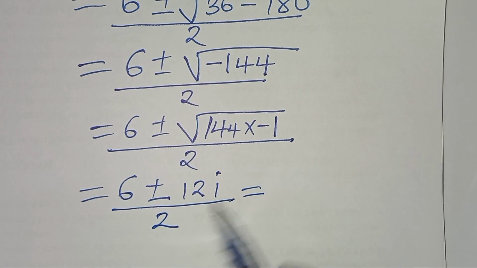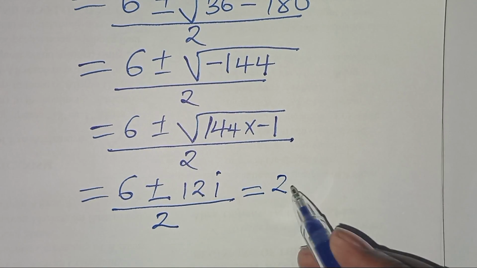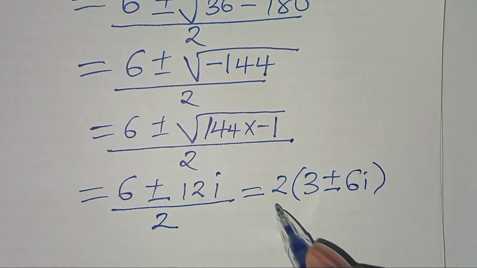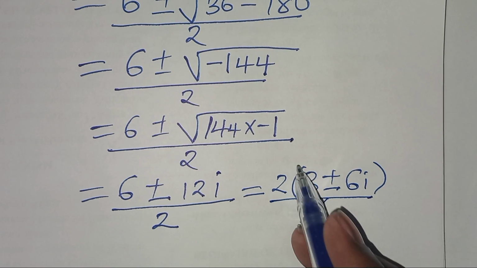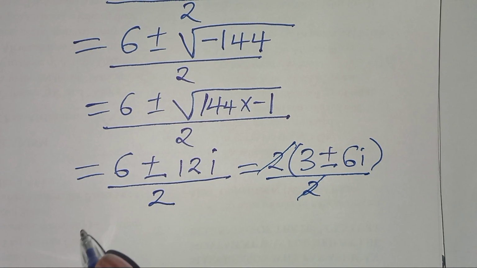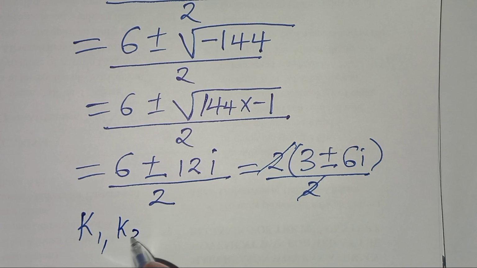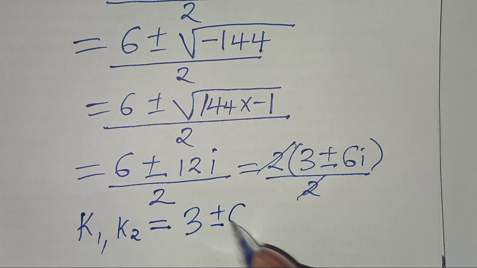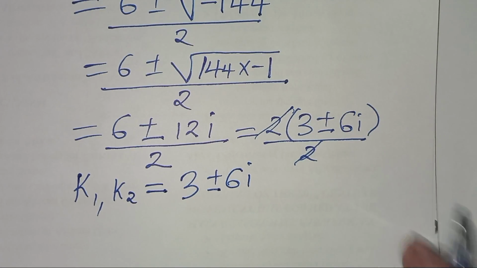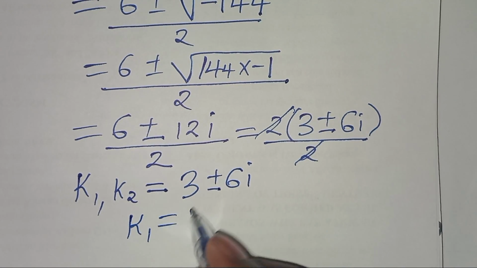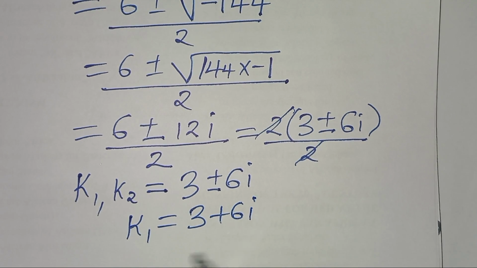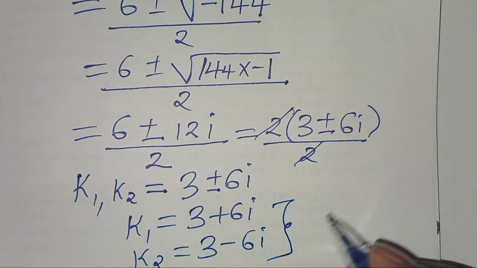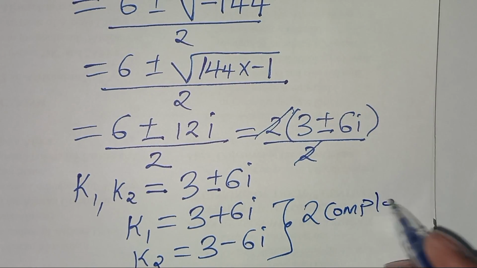The second step here, we can factor out 2. 2 is common here. So that now we'll have 3 plus or minus 6i divided by 2. So let's simplify here. So that now we'll have k1, k2. This is actually equal to 3 plus or minus 6i. So in this, we have k1 equal to 3 plus 6i, and k2 equal to 3 minus 6i. So these are the two complex roots here for case 1.